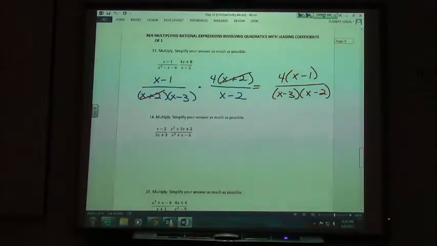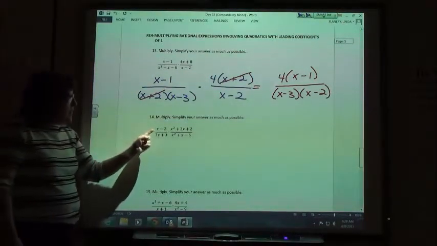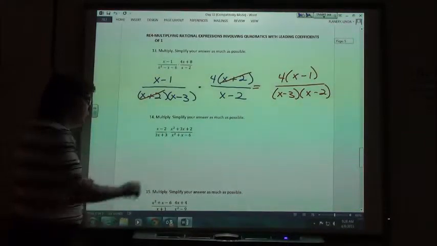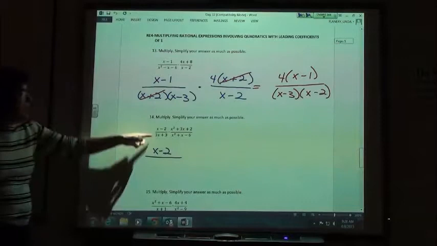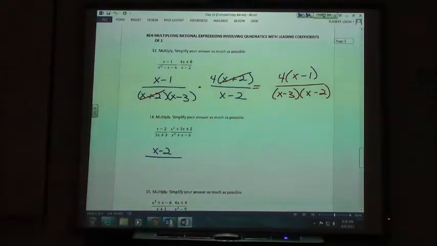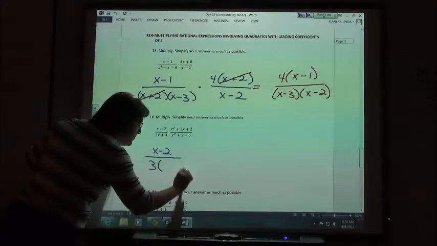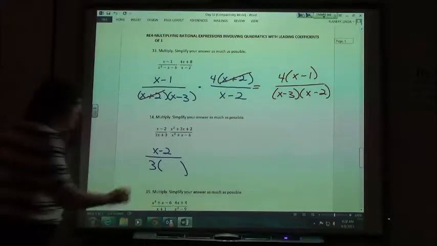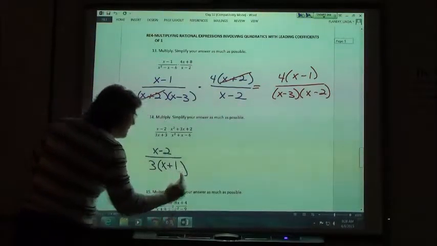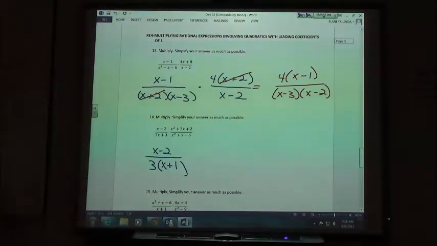So number 14, same kind of thing. The x minus 2, I can't do any factoring on, so I'm going to leave it as x minus 2. On the bottom part, 3x plus 3, I can divide both of those by 3, and I'd have 3 times x plus 1. I divide both those by 3.